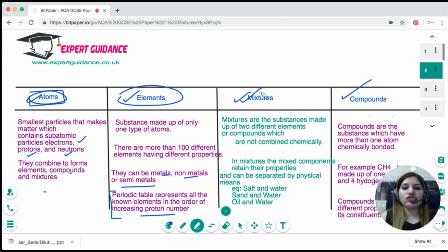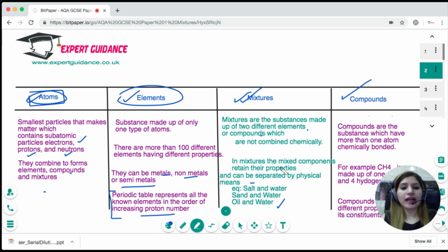Next is mixture. A mixture is something like when you mix sand and water, or salt and water. These are 2 substances, which can be 2 different elements or compounds, that are just combined without any chemical reaction. In a mixture, all the components retain their properties and you can easily separate them by physical means, like salt and water, sand and water, oil and water.